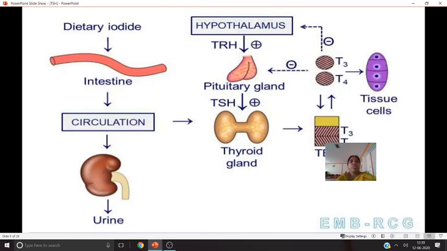Once you see this figure, you can know the pathway: dietary iodine goes to the intestine, then to the circulation, and from the circulation it is excreted in the urine. From the hypothalamus we can see the thyrotropin releasing hormone, from the pituitary gland the thyroid stimulating hormone, and then the thyroid gland. Here we can see T3 and T4. In the tissue cells, T3 and T4 will be bound to TBG.